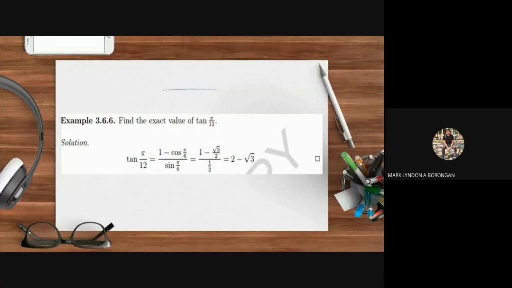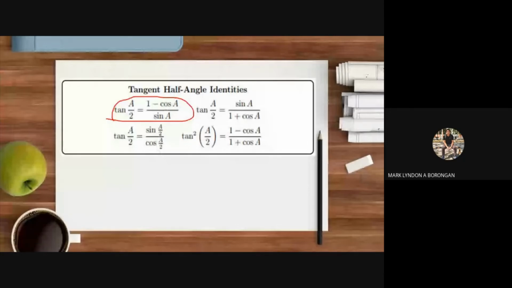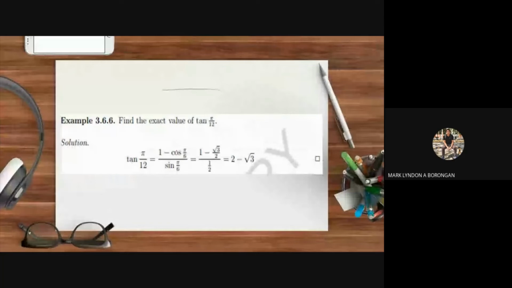So we'll have 1 minus cosine of pi over 6. As indicated in our formula, 1 minus cosine of A. Our A is not the half angle but the original angle. So our half angle is this, A over 2, and this is A. Okay?